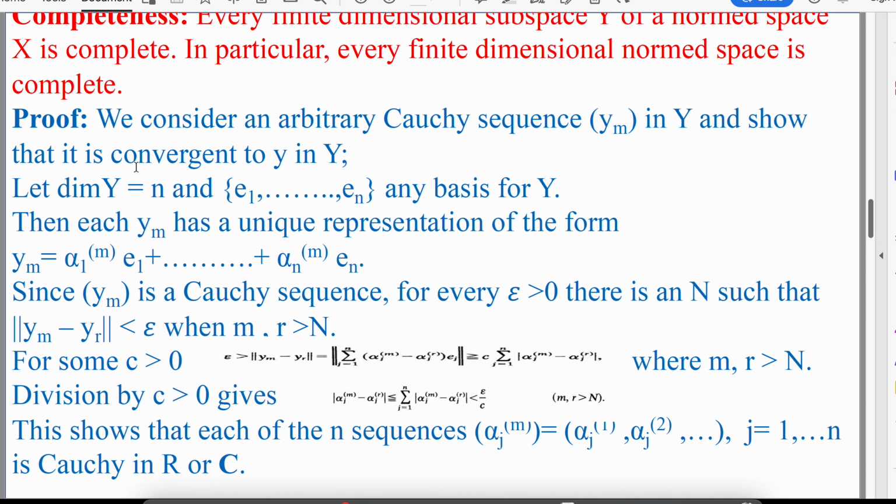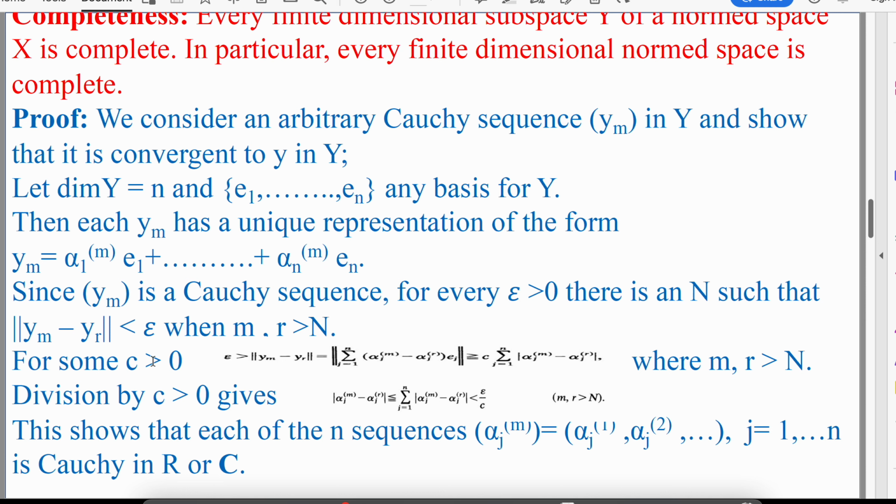Suppose the dimension of Y is equal to n and e1, e2, ..., en be any basis for Y, then each ym has a unique representation of the form ym equal to alpha 1m e1 plus alpha 2m e2 and so on up to alpha nm en. Because this ym is a Cauchy sequence, therefore for every epsilon greater than 0, there is a natural number N such that norm of ym minus yr is less than epsilon, where m and r are greater than N. This is by the definition of Cauchy sequence.